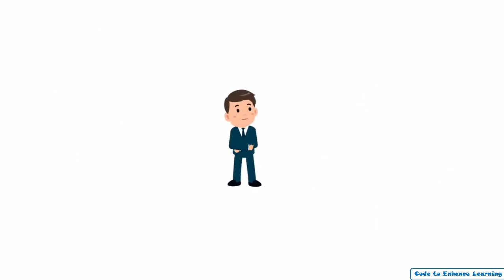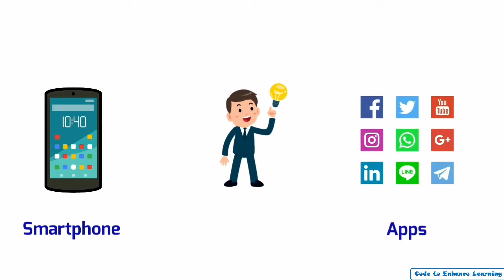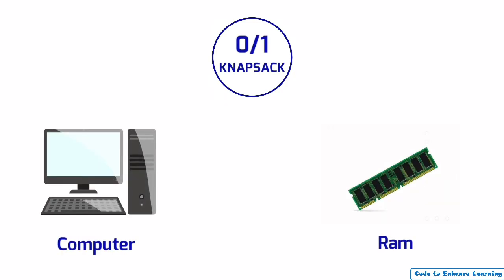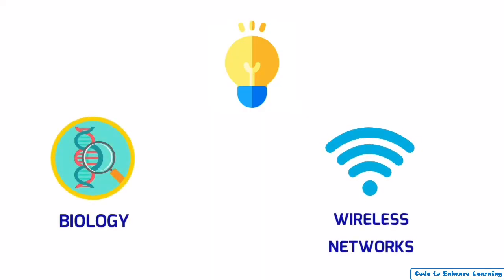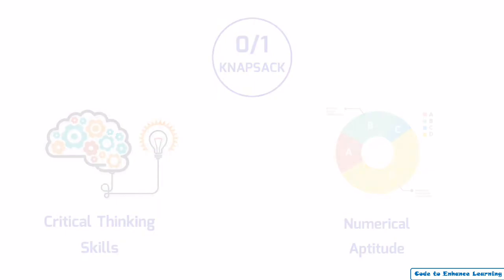An application of that would be in smartphones, which have less memory, but you want a certain number of apps to be loaded. How will the phone decide which apps to keep in memory and which to discard? Learning the knapsack problem will give you a beginner's understanding of how computers with limited RAM can manage apps in memory in an optimum way. Apart from phones, the solution to the 0-1 knapsack problem is used in biology and wireless networks. As you solve the knapsack problem, you will develop critical thinking skills and numerical aptitude.